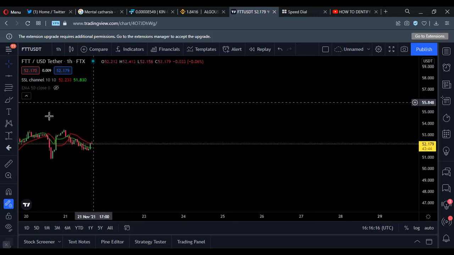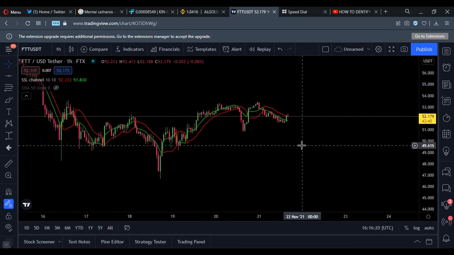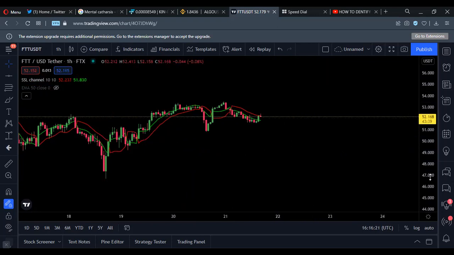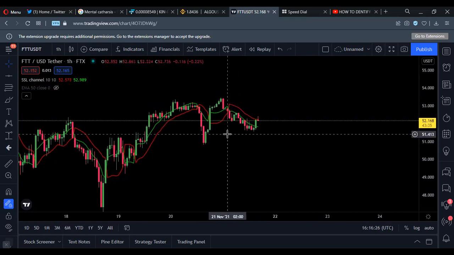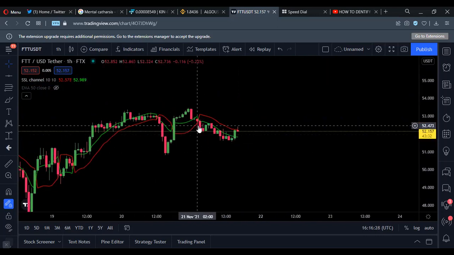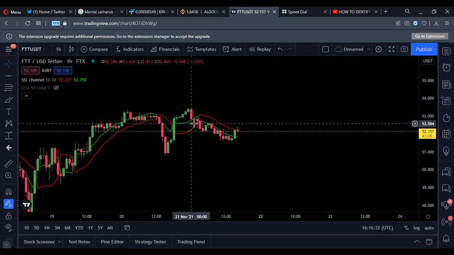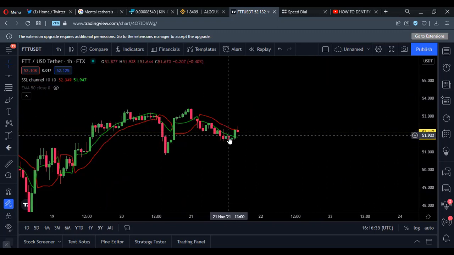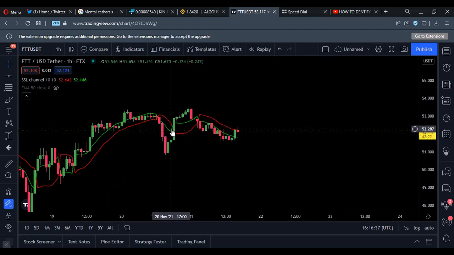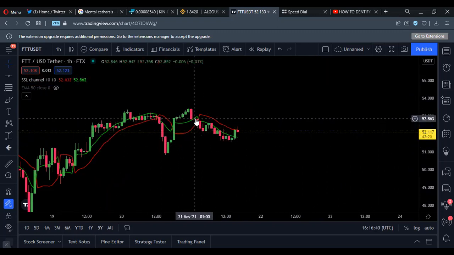The way this SSL channel works is that it helps you to know those who are in charge. If the red is above the green, just as we have here, anytime you see that the red has crossed above the green, it means that the market is going down, it's in a downtrend. Anytime the green crosses above the red, it means we are in an uptrend.